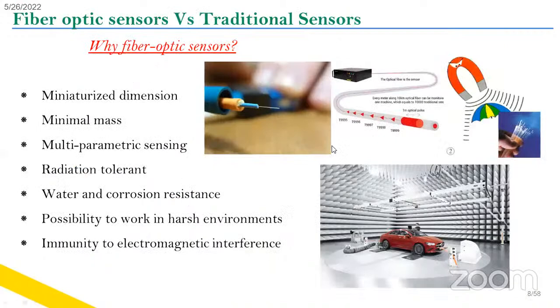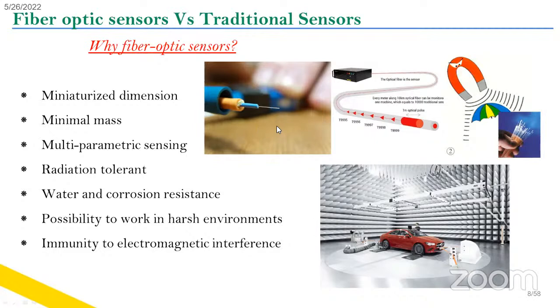So I told why fiber optic sensor compared to the traditional sensor. Already there are several sensors in the field. So what is the need for the fiber optic sensor? These are the reasons. If you see the fiber optic sensor, it is very miniature in dimension. It is in the 100 micrometer range, and also has minimal mass. And also there are certain fields where you need to monitor multiple parameters. So fiber optic sensor is capable of doing those things, and also it is radiation tolerant.